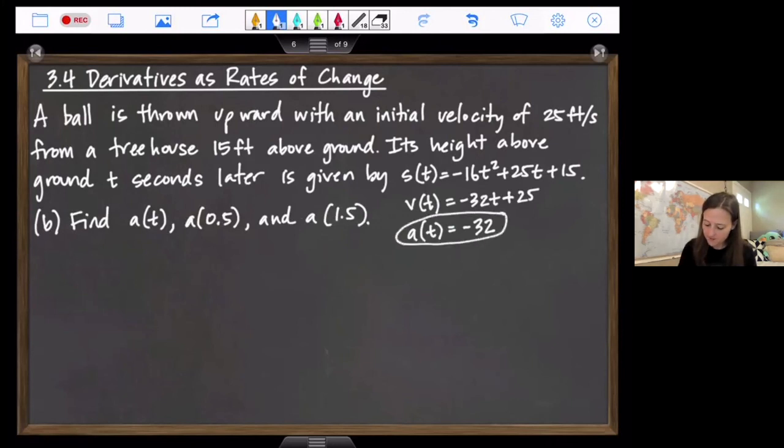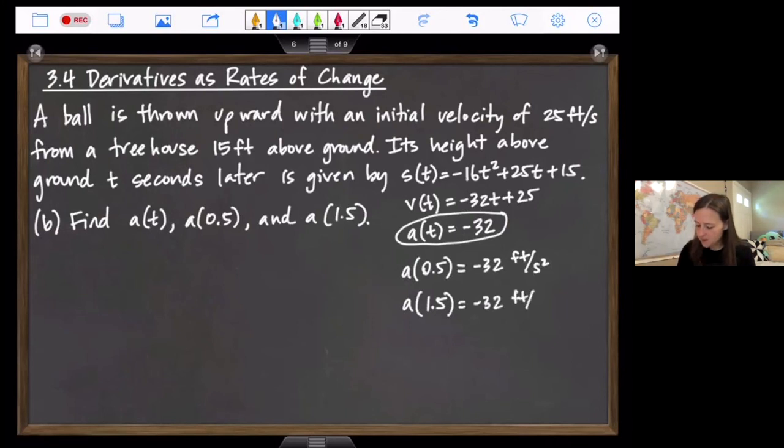And then they wanted us to find a of 0.5 and a of 1.5. And the acceleration function is really easy to plug into because there's no t to plug into. The acceleration function is a very boring function. It gives you the answer negative 32 no matter what question you ask it. So what's the acceleration at a half second? Negative 32. Units are going to be feet per second squared. What's the acceleration at 1.5 seconds? Negative 32 feet per second squared. And that's going to keep up until the ball eventually hits the ground.